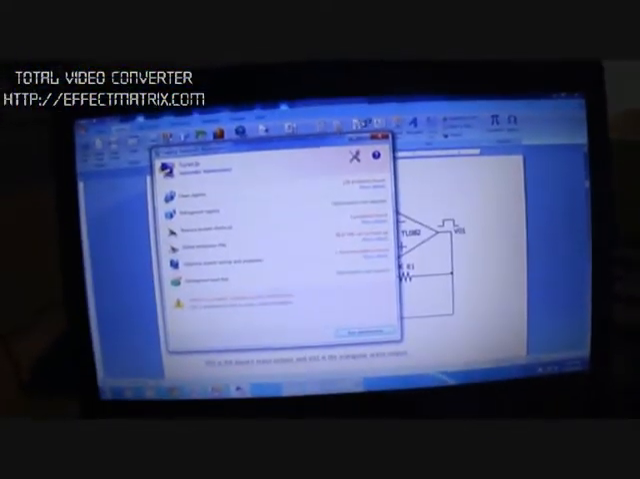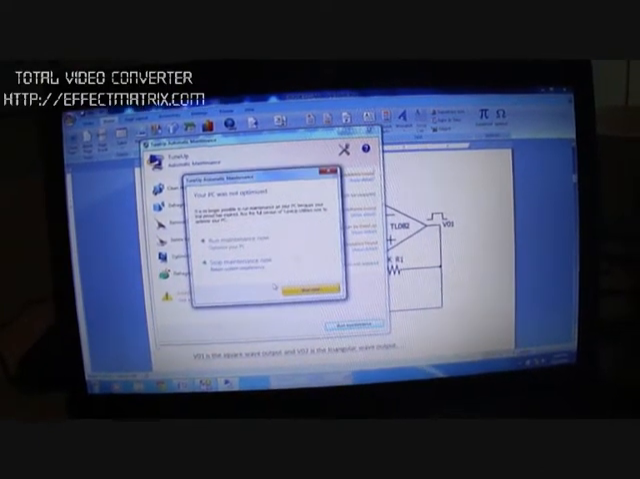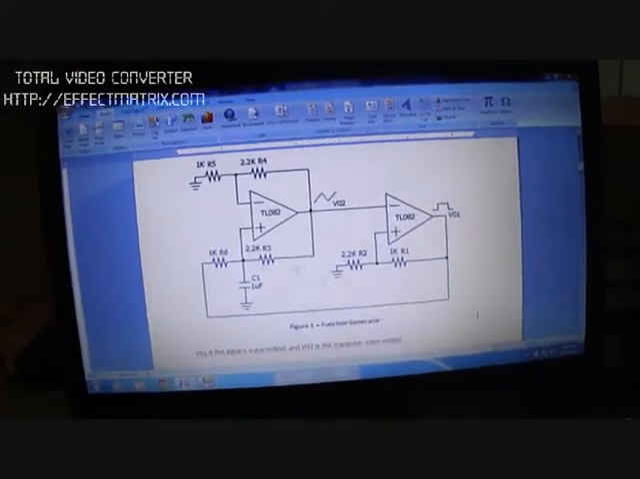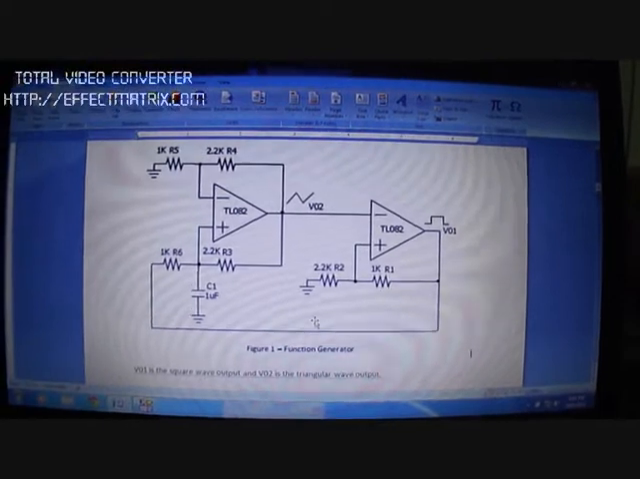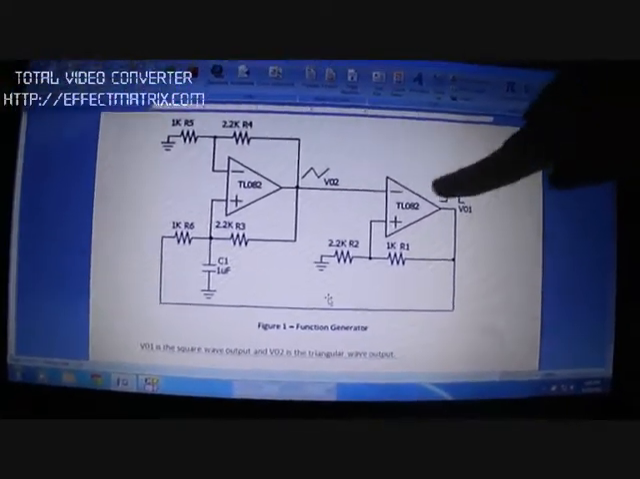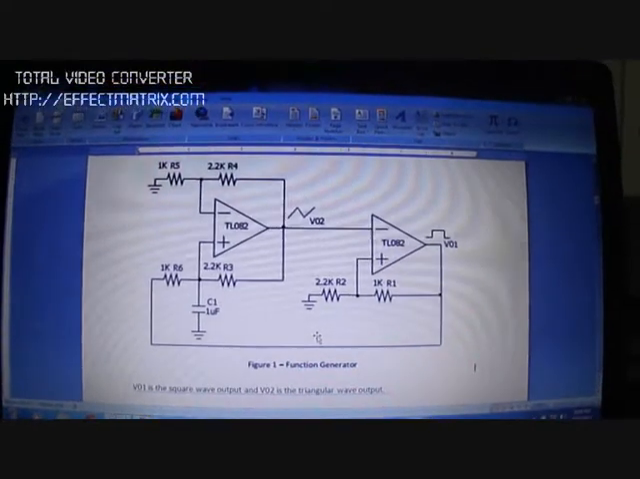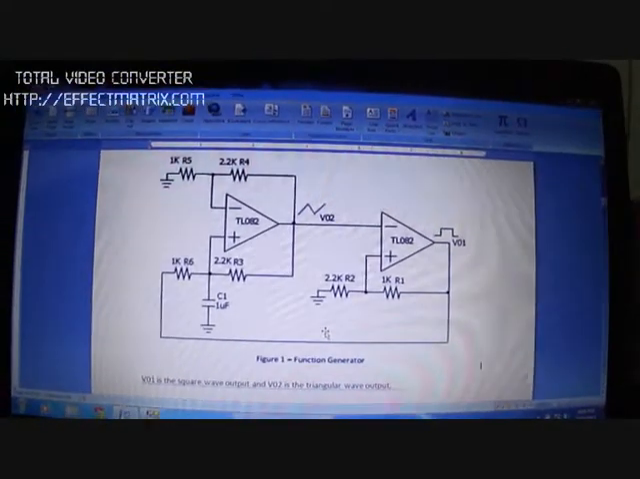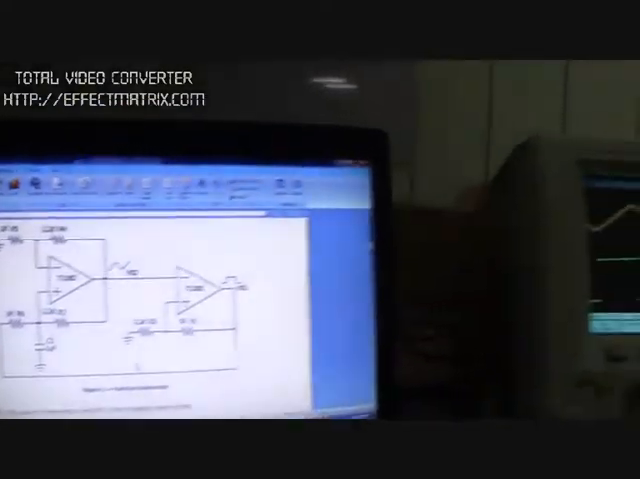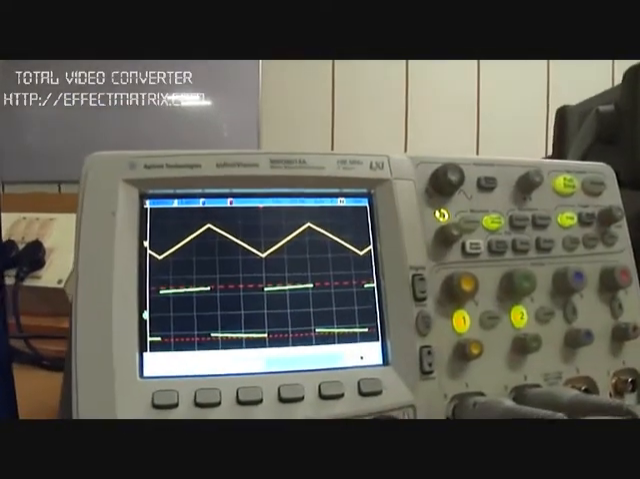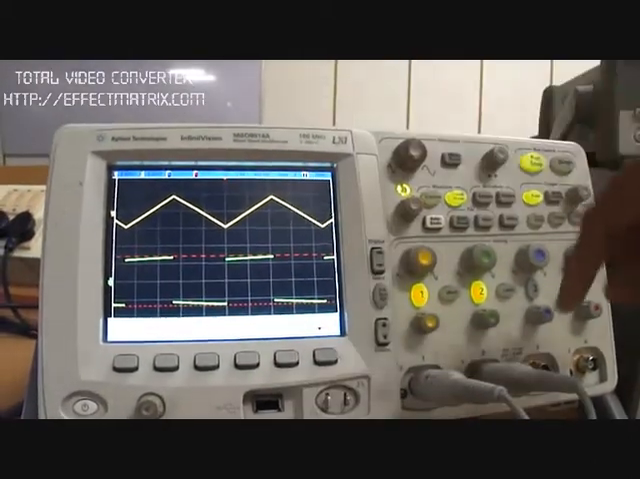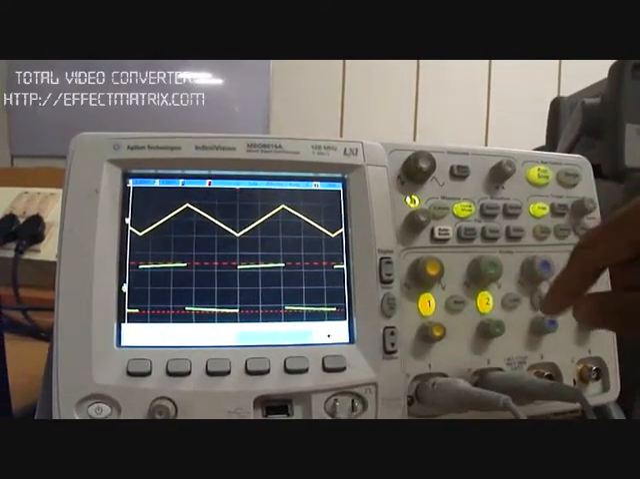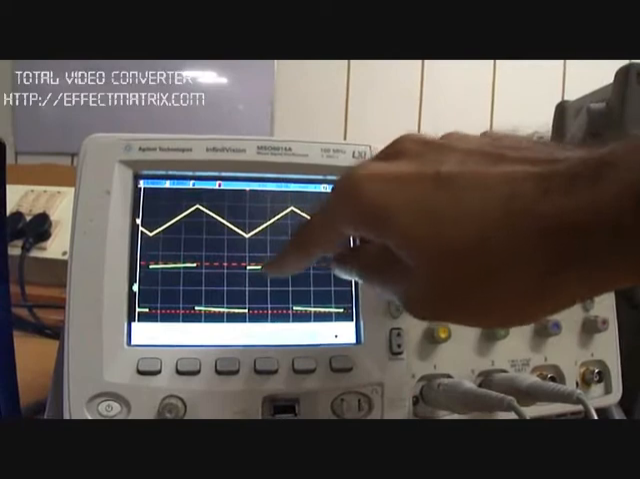Now let us see the circuit we are about to implement. This is the non-inverting integrator and this is the Schmitt trigger. We are about to measure the node voltages VO2 and VO1. We have used source 1 of the CRO to measure the triangular wave, and source 2 of the CRO to measure the square wave, as shown.